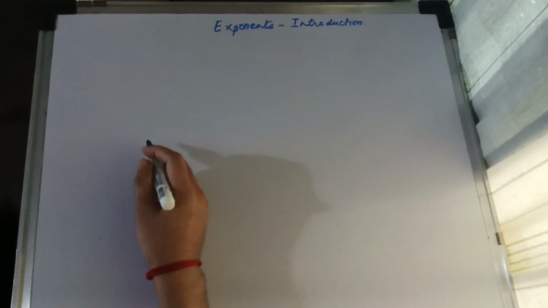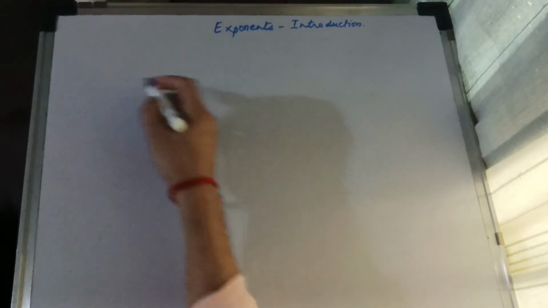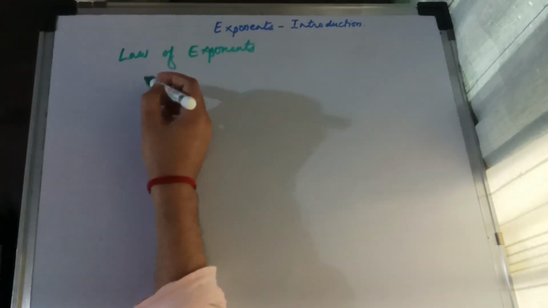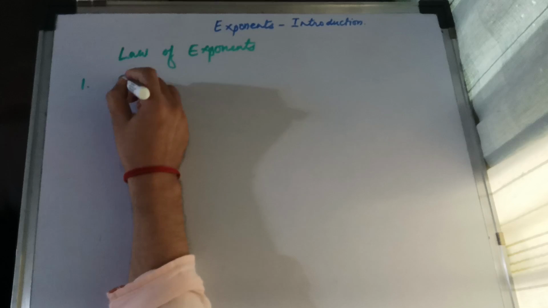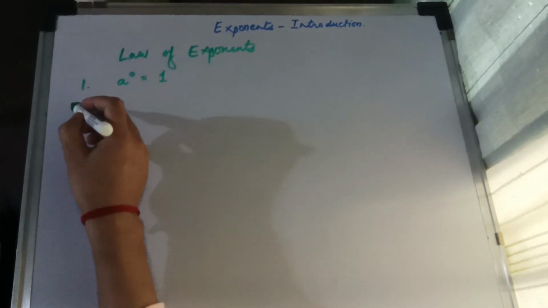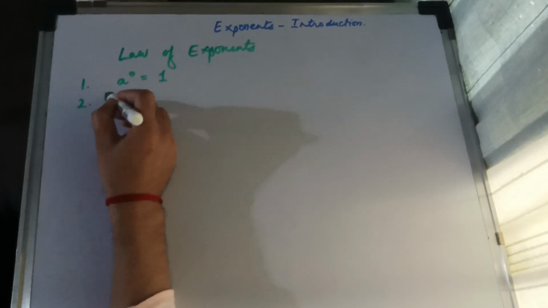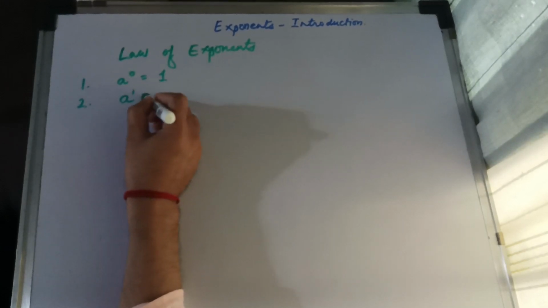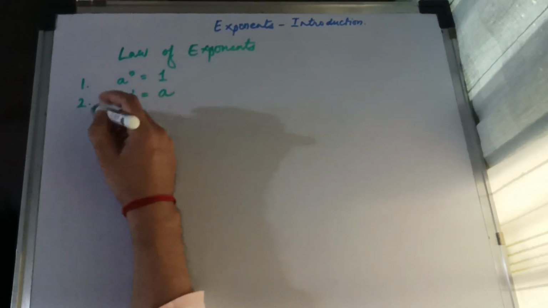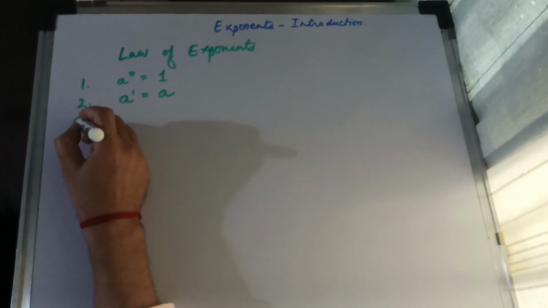Now let us learn about the laws of the exponents. What are the laws using which we can solve problems on exponents? Laws of exponents are, we'll just write it down. The first law is a raised to 0. Anything raised to 0 is 1. Second is a raised to 1 is equal to a, the number itself. We will discuss these laws in detail.